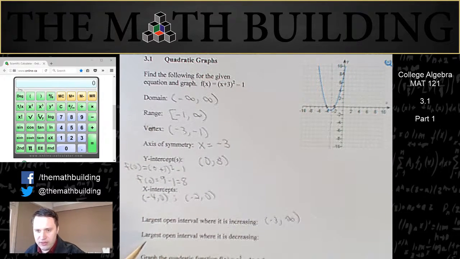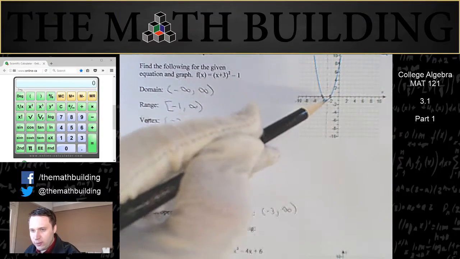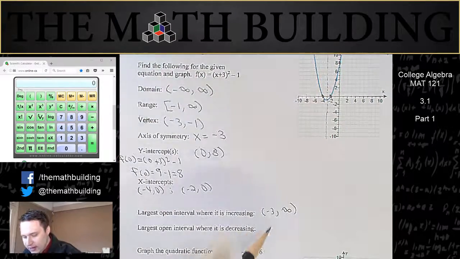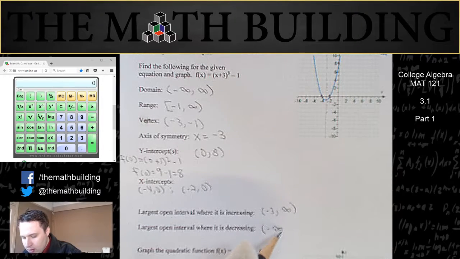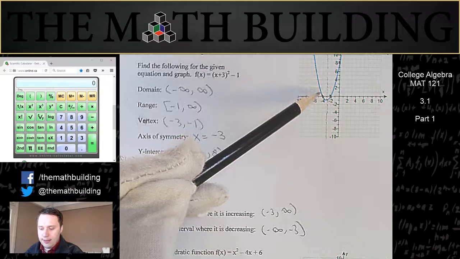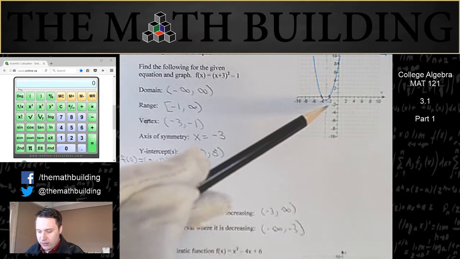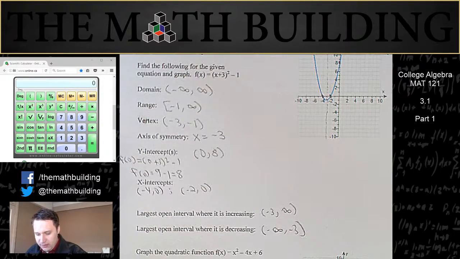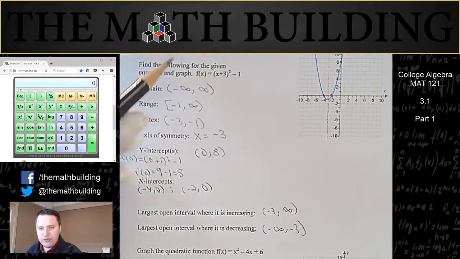Where are we decreasing? Well, we're decreasing until we hit the vertex. And so we're decreasing from negative infinity to negative 3. And remember, we are looking at x values when we do this. Okie dokie, so that's how you would find all of this information.